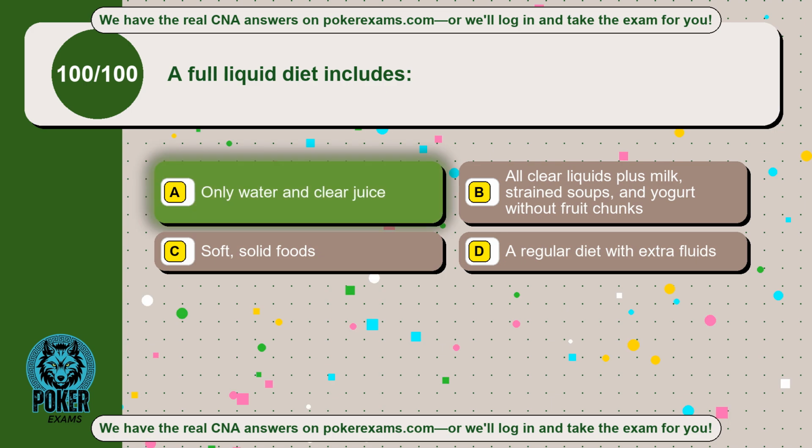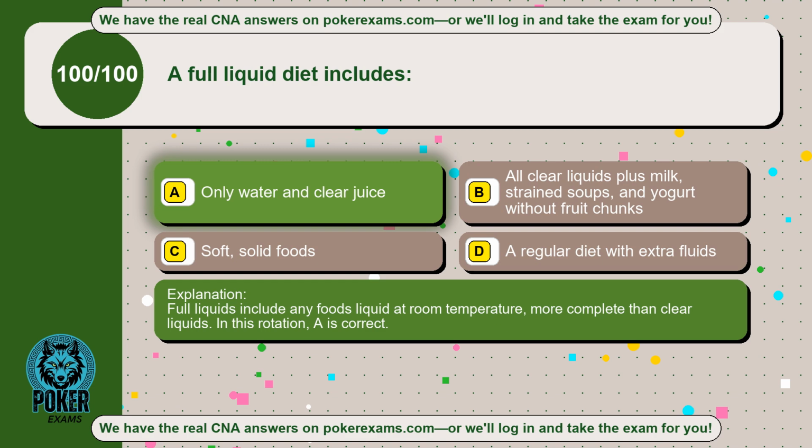The correct answer is option A, only water and clear juice. Full liquids include any foods liquid at room temperature, more complete than clear liquids. In this rotation, A is correct.